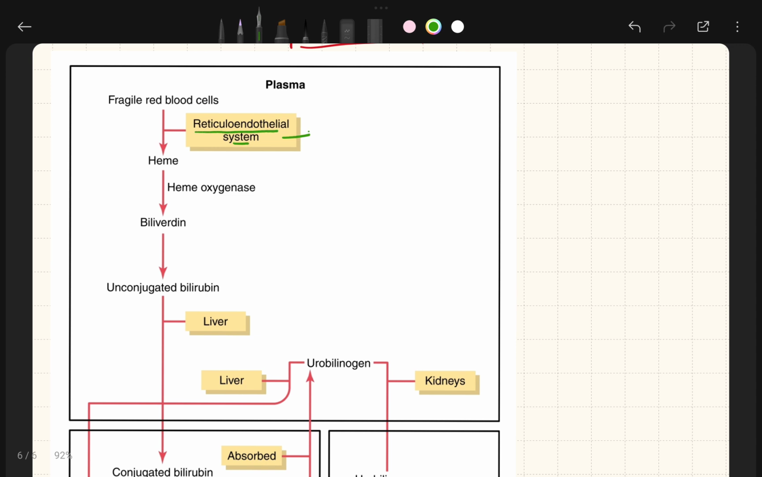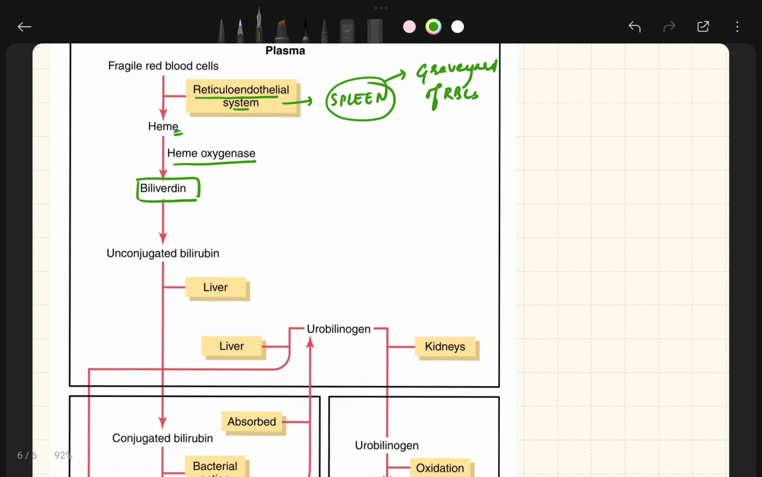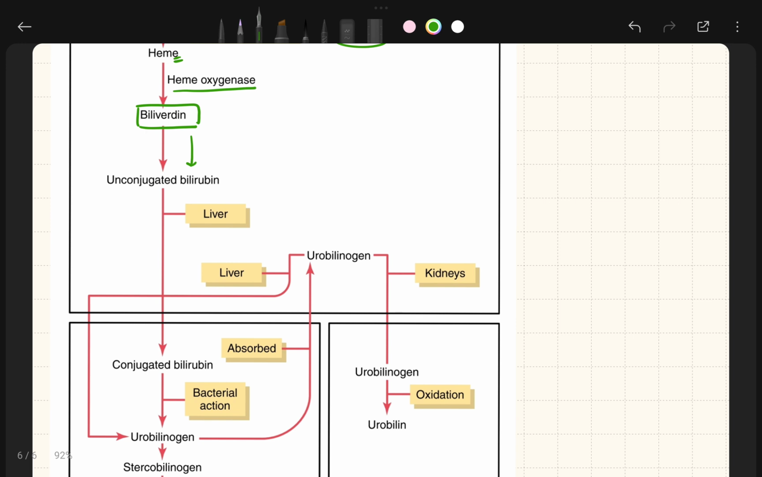Fragile red blood cells, reticuloendothelial system, basically our spleen, which is also known as graveyard of RBCs. Heme oxygenase will convert it to biliverdin. Now this biliverdin gets converted to unconjugated bilirubin. One thing that we have to remember is that this unconjugated bilirubin gets conjugated with the help of liver. So if something happens to the liver, there is some disease in the liver and the liver is not functioning well, what will happen, this unconjugated bilirubin will start depositing in the body.